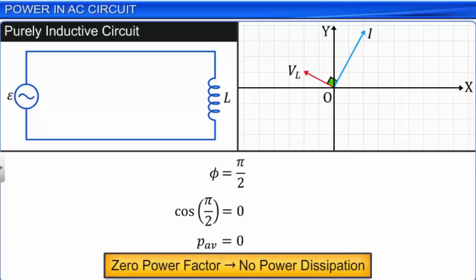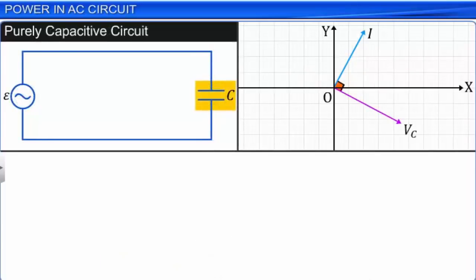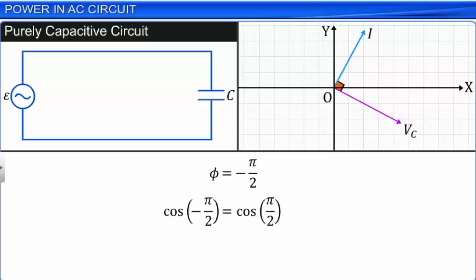If a circuit is purely capacitive, then the value of phi is minus pi by 2. That is, the voltage across the capacitor Vc lags the current I by pi by 2. The value of cos minus pi by 2 is equal to cos pi by 2, which is equal to 0. Hence, the power factor of a purely capacitive circuit is 0. In other words, there is no power dissipation in a purely capacitive circuit.